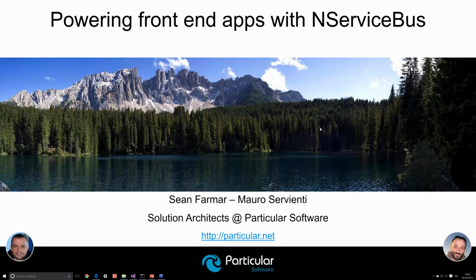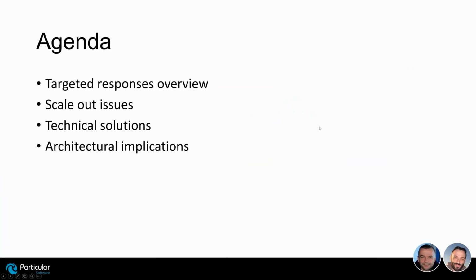So let's review the agenda. We'll start talking about what targeted responses are and reconnecting back to where we left in the last episode, where Elton showed an implementation of connected back to the client via SignalR. And then we'll deep dive into all the scale out issues that a simple implementation brings to the table. And then we'll go through some technical solutions that overcome the previously shown issues. And we'll also talk a little bit about the architectural implications of the technical solutions that we are going to show.